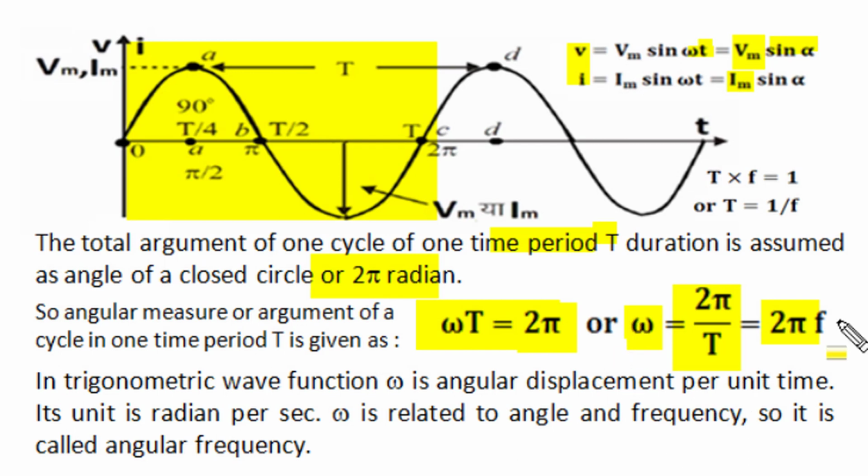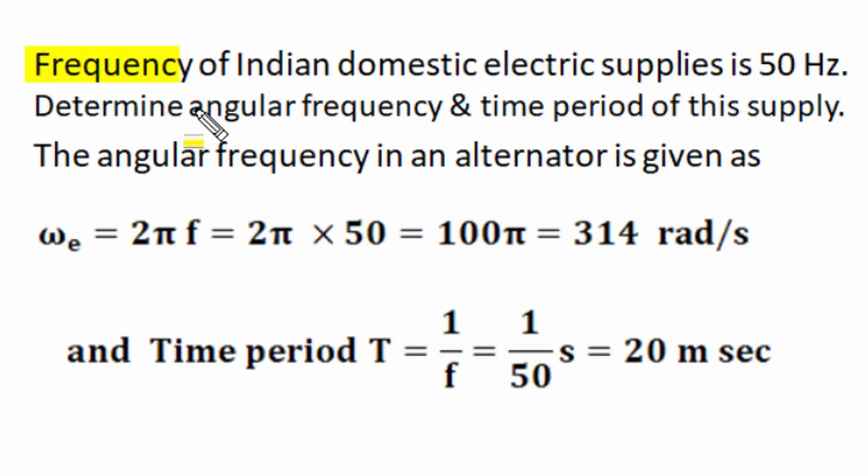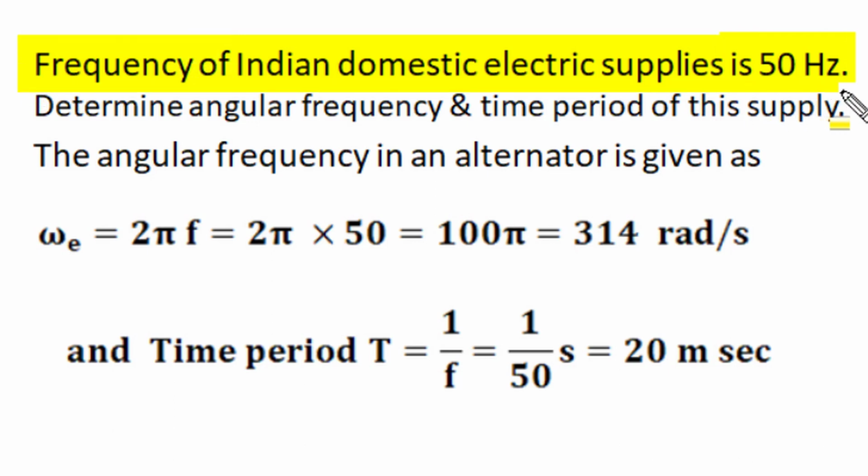Angular frequency, linear frequency in hertz, and time period in second, all three are interrelated, and out of the three, if any one is known to us, the other two can be obtained. It is given that the frequency of Indian domestic electric supply is 50 Hz. Our electric power system works near 50 Hz with plus minus 3% variation. If Indian domestic electric power supply frequency is 50 Hz, then we have to find the angular frequency in radian per second and the time period of this supply.